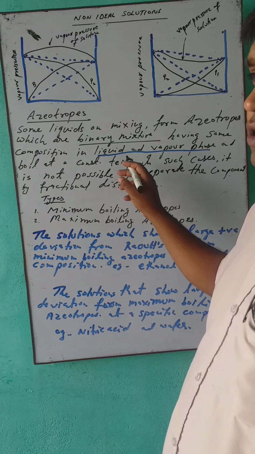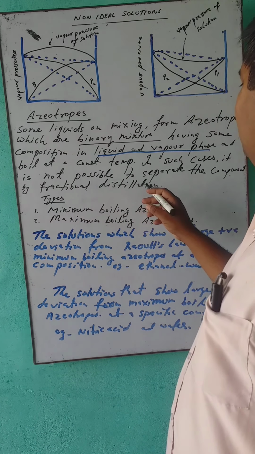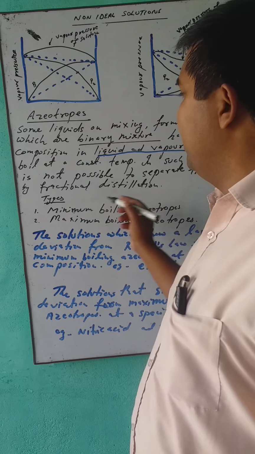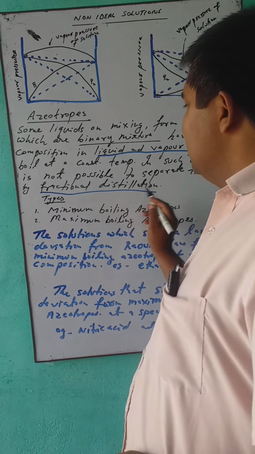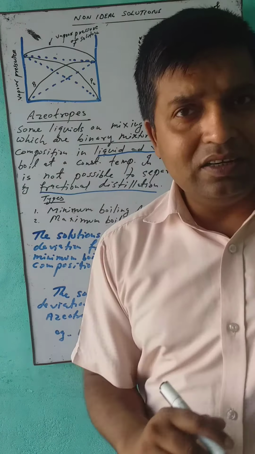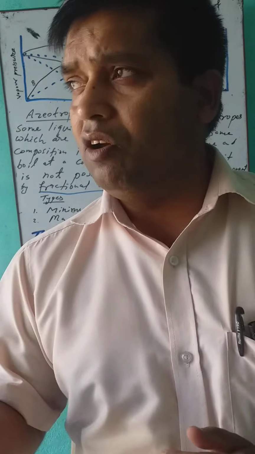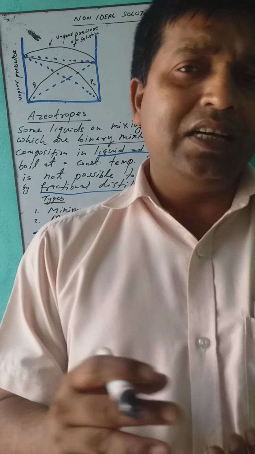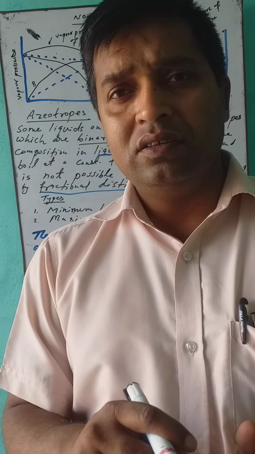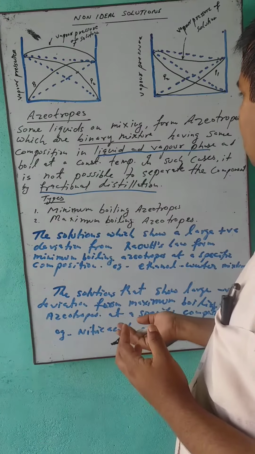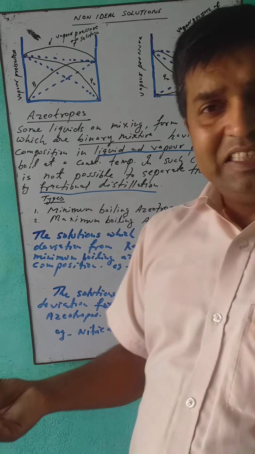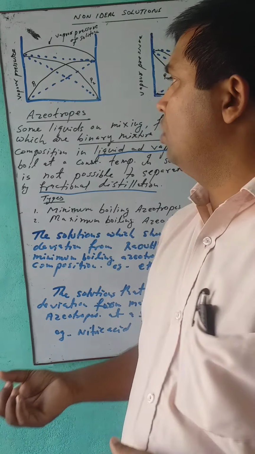They are boiling at constant temperature. Temperature does not change. In such a case, it is not possible to separate the components by fractional distillation. And one interesting fact is there: we cannot separate the solute and solvent by fractional distillation or boiling, because their interactions are the same in the vapor phase and in the liquid form. So these types of solutions form azeotropes.